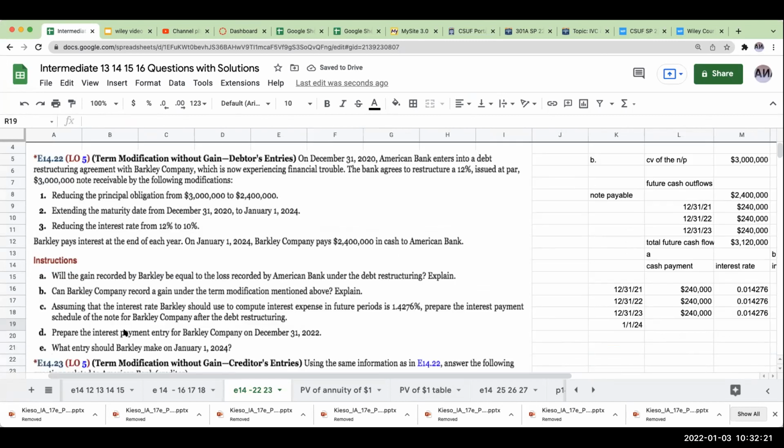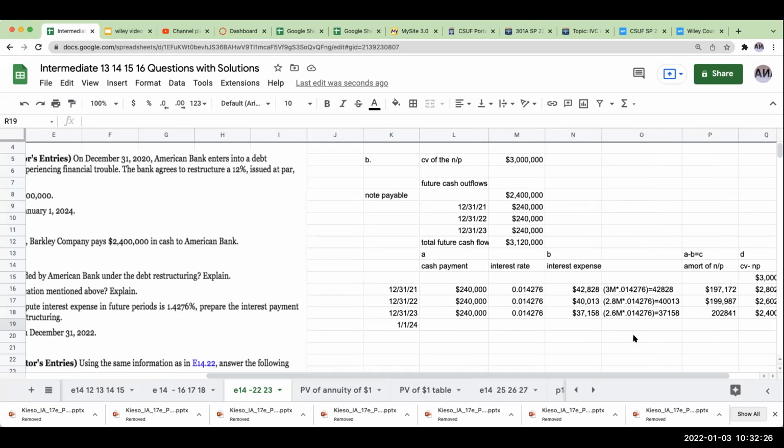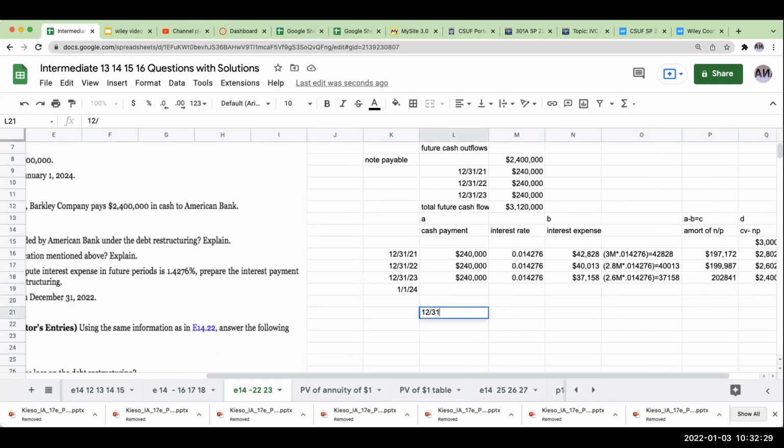Okay. So it's asking us to prepare the interest payment entry for Barclay Company on December 31st. So what I'm going to do over here on December 31st, 2022, we know we're making a cash payment. So I'm paying cash of 240,000. What else is happening here? Well, I have interest expense right over here. And I have a note payable because I'm decreasing that amount by 199,47 to record interest expense.